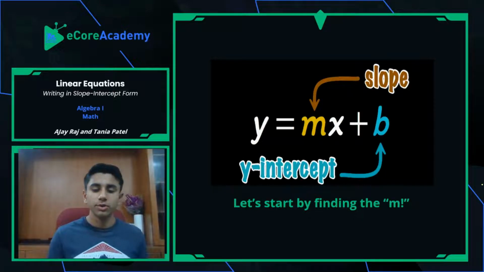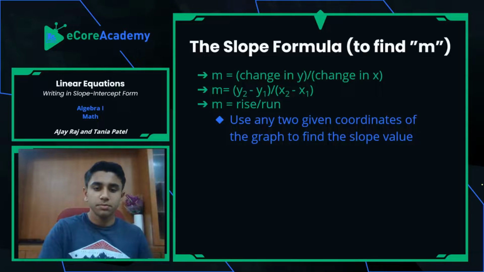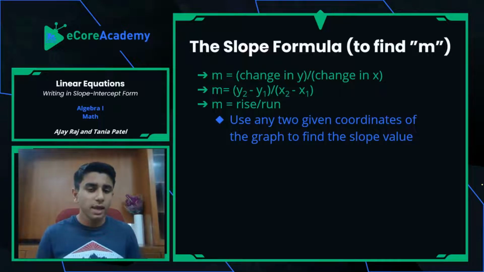So the first thing that we're going to do is start by finding the m, which in other terms is your slope. So the slope formula, how exactly would you find m? We know that m represents your slope, and slope is merely the change in your y over the change in your x values on a line.